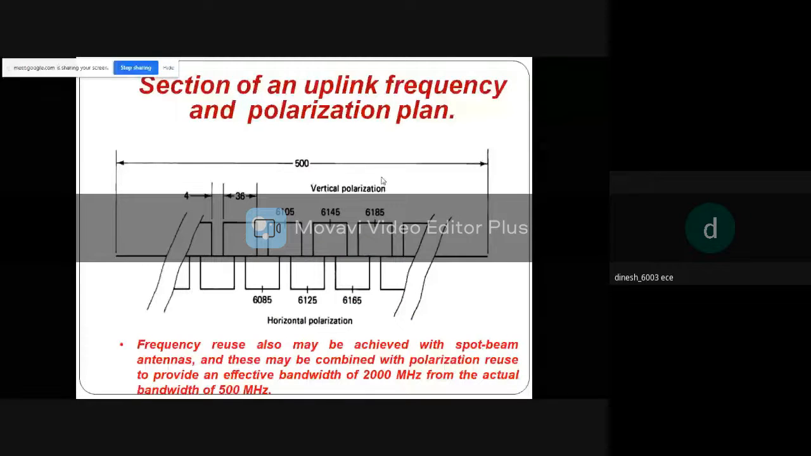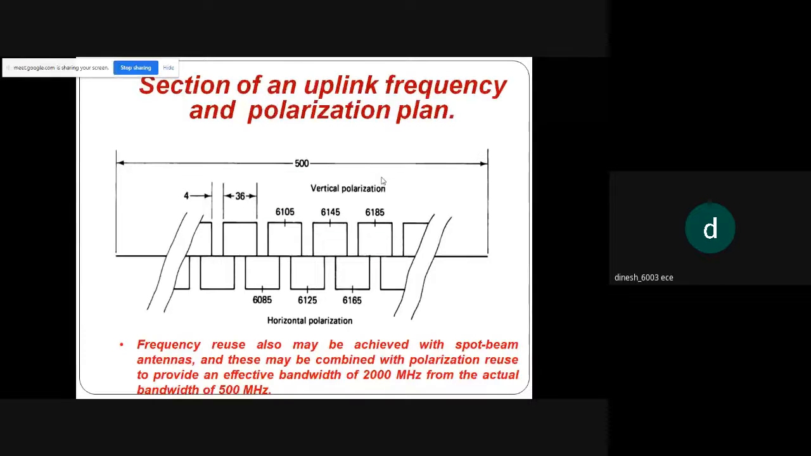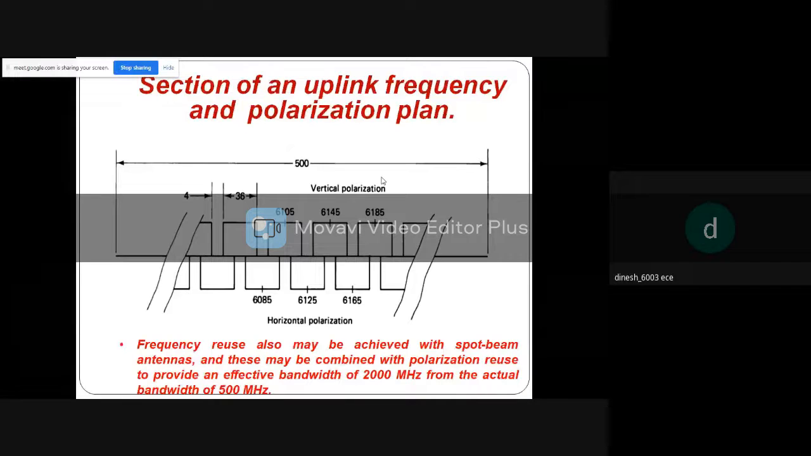So this is how the section of your uplink frequency and polarization plan looks. We have a total of 500 megahertz of bandwidth in C band. We have guard bands in between of 4 megahertz, 4 megahertz, 4 megahertz, and every 36 megahertz is used for one single transponder, such that we'll have 12.